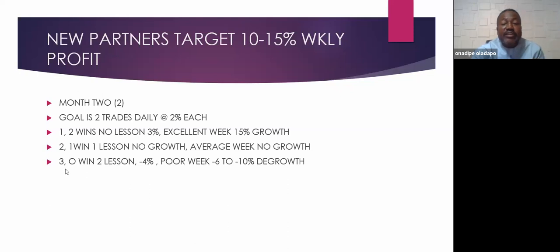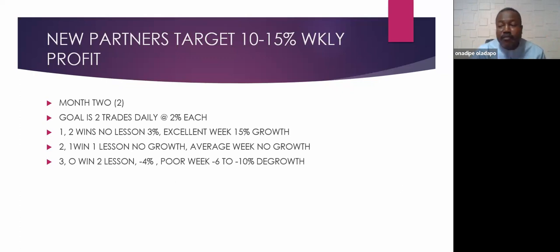Now these are the only 3 scenarios that can happen if you take 2 trades. You can have 2 wins and no lesson. That will give you 3% account growth. If you can do that consistently, you will have been able to grow your account by 15% a week.